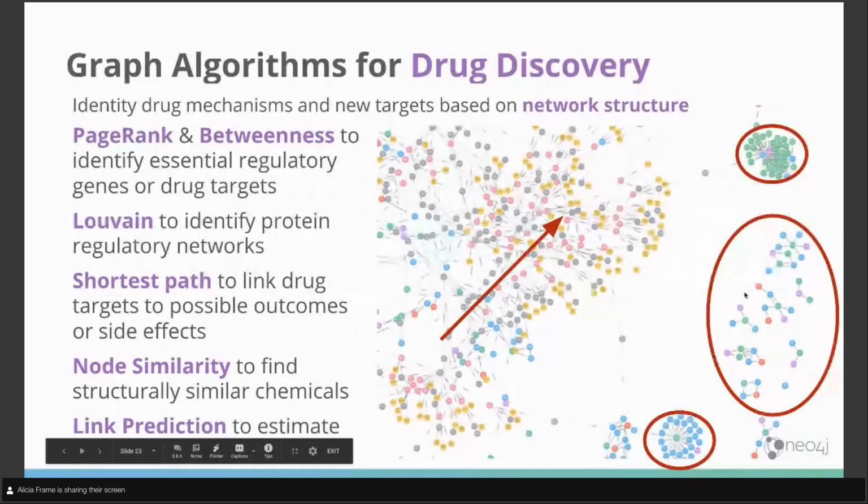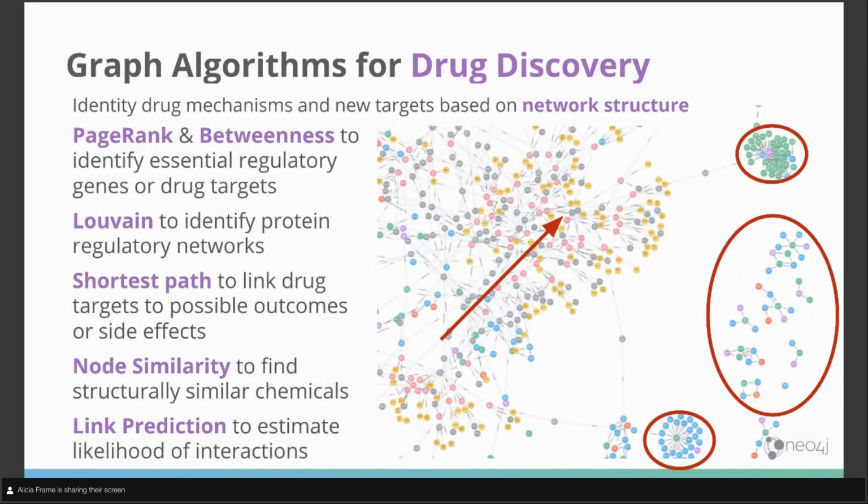So how do you use graph algorithms in drug discovery? Let's say we have our knowledge graph that we talked about in the last example. We can do things like identifying drug mechanisms and new targets based on your network structure. So we can use centrality algorithms like PageRank and betweenness, so how important are these nodes, to identify essential regulatory genes or drug targets. We can use Louvain, the community detection algorithm, to find protein regulatory networks. So these genes interact more often with each other than with the other genes in the graph. We can use those pathfinding algorithms, so is there a path available, what's the shortest path, to link drug targets to possible outcomes or side effects.